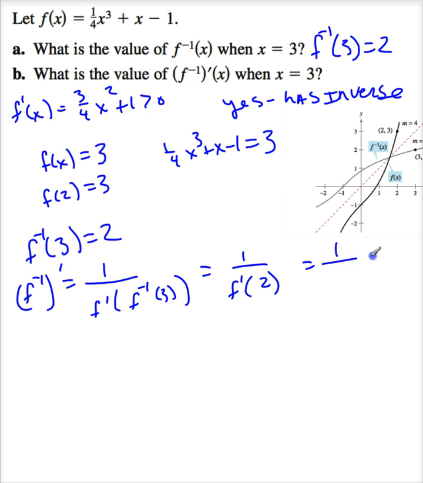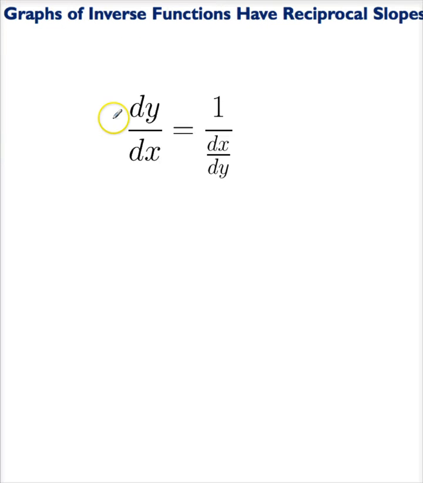So this is 1 over 3/4 times 2 squared plus 1, which is 1 over 3 plus 1, or 1/4. So the slope is 1/4. Now you see that we're able to show you that dy dx is 1 over dx dy. It's not that they cancel each other out or they're flipping each other, but mathematically this is a true statement.